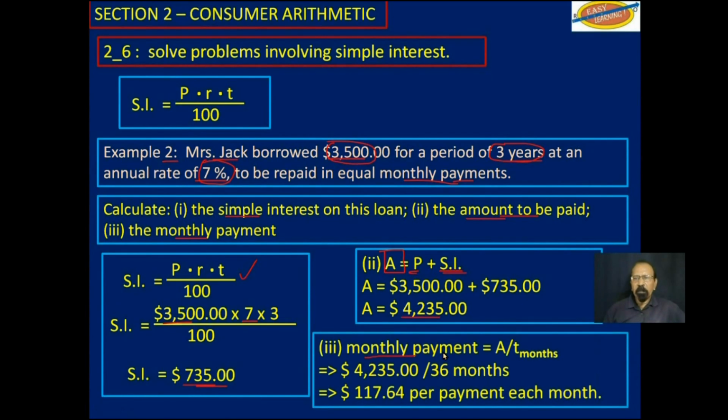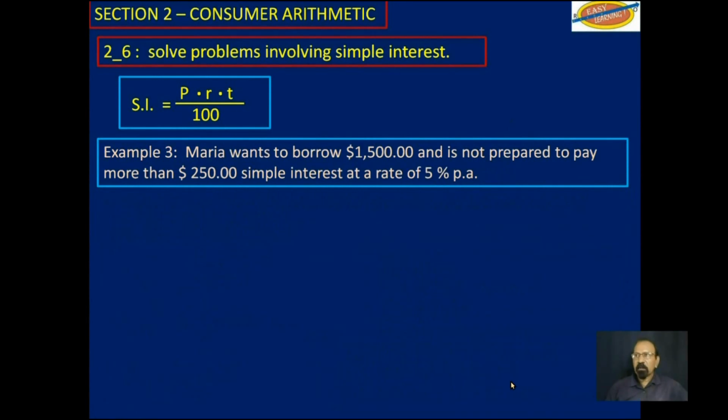And so the monthly payment would be $4,235 divided by 36 months because it's over a 3-year period. And that would be $117.64 payment each month. Let's look at a slight variation now.